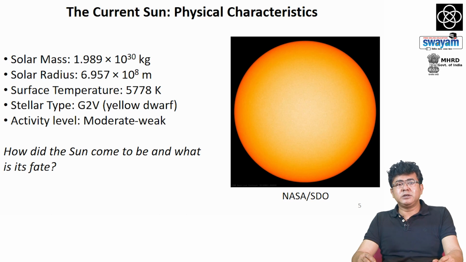So, the question is how did the Sun come to be, how did it originate, and where is it going to go? This is a perspective that we'll keep in mind, although eventually in the other modules we'll focus on the activity of the current Sun. Here in this module we'll look at the Sun in the context of astrophysics and stellar evolution.